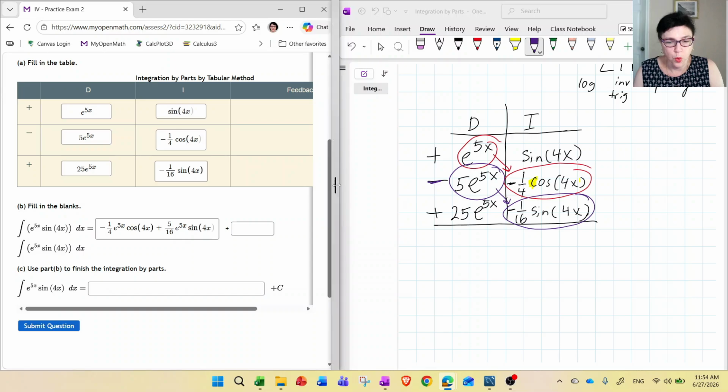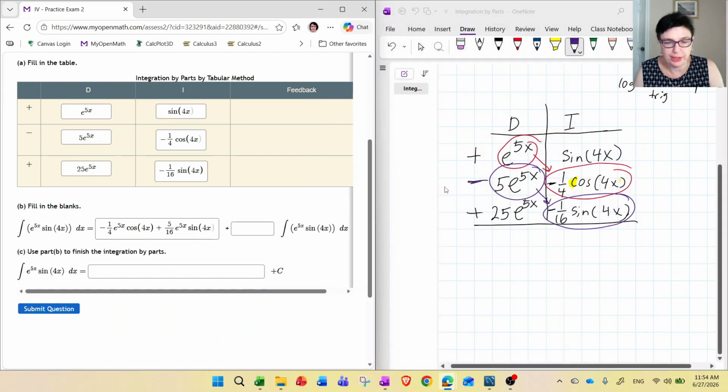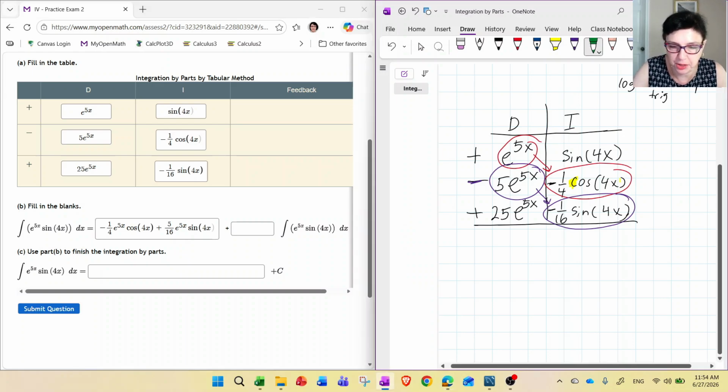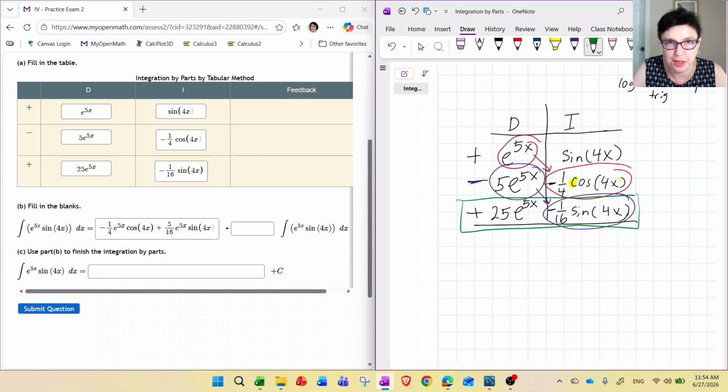Now, what did we achieve actually? What's the point? Because you also have to integrate the box. When I say integrate the box, I mean I'm going to multiply whatever is in the last row, and I still have to integrate that. When you multiply them, let's look at what you're going to get. If you multiply 25 times 16, that's just 25/16. I don't think you can simplify that. The plus and the minus give you a minus, and then you're going to get e to the 5x sine 4x.